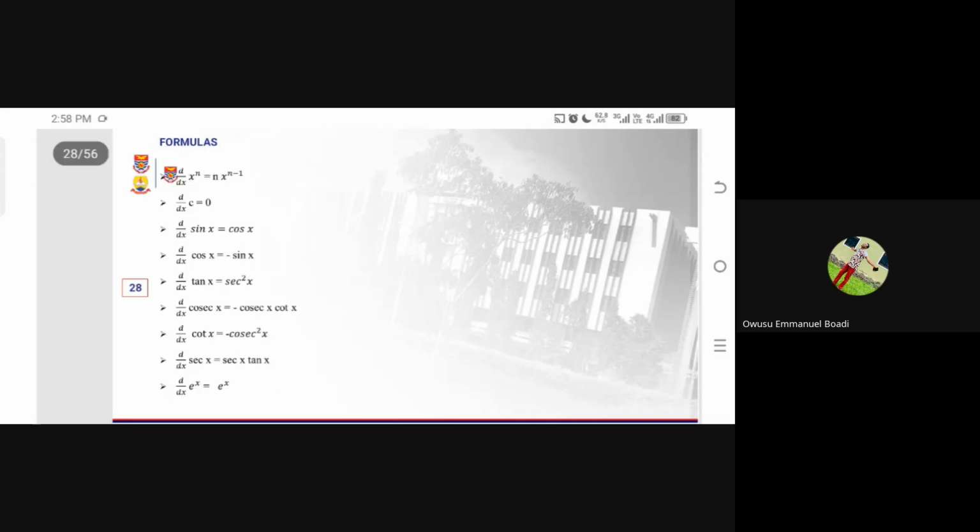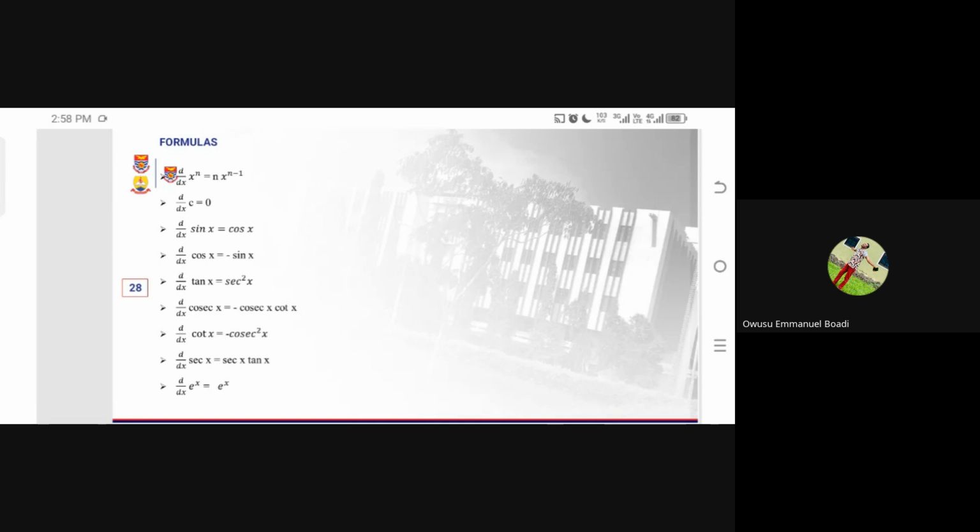The same thing for the next example, h of x is root of 2 sec x all over 3. Can we write it as root of 2 over 3 times sec x? The constant is out, and you deal with the sec x. We know that when you differentiate sec x, it is sec x tan x. That is how it's supposed to be.